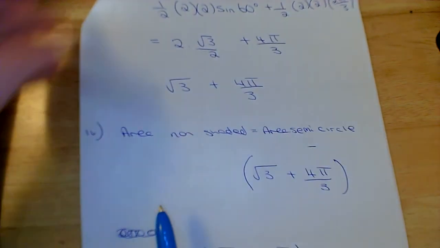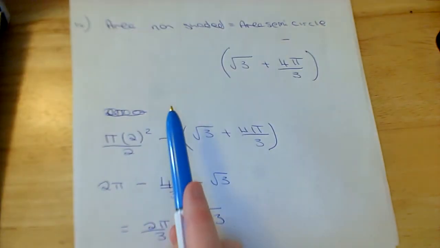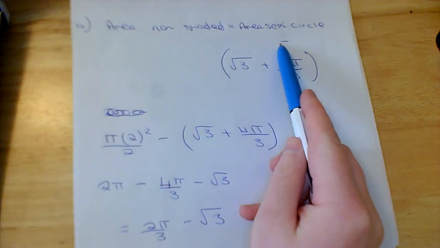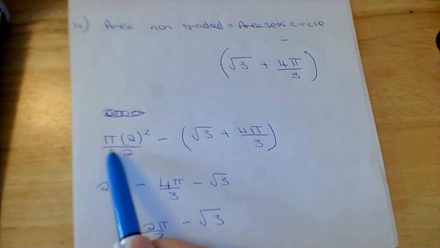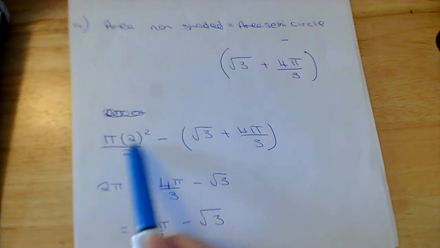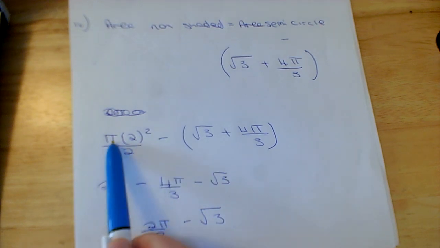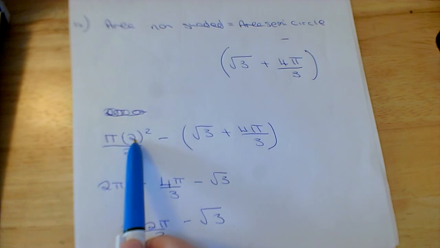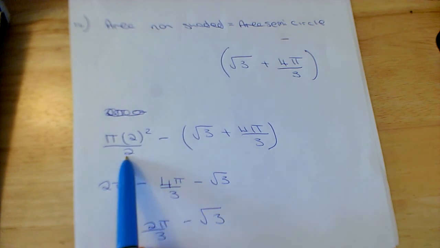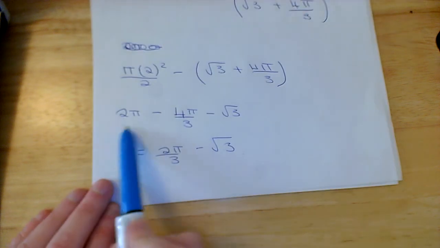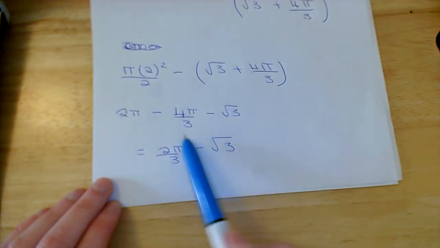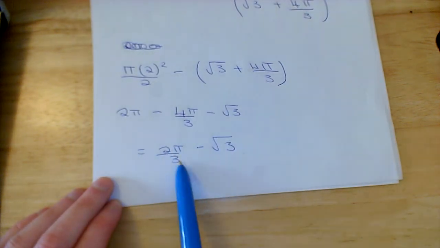My area of the non-shaded part is going to be the area of the semicircle take away the part that's shaded, which we just figured out. So it's pi r squared over 2, my radius is 2 squared because the semicircle is divided by 2. Take away what we just found out was the shaded area, so it's 2 pi minus 4 pi over 3 minus root 3, and we just get 2 pi over 3 minus root 3, and that's it completed.